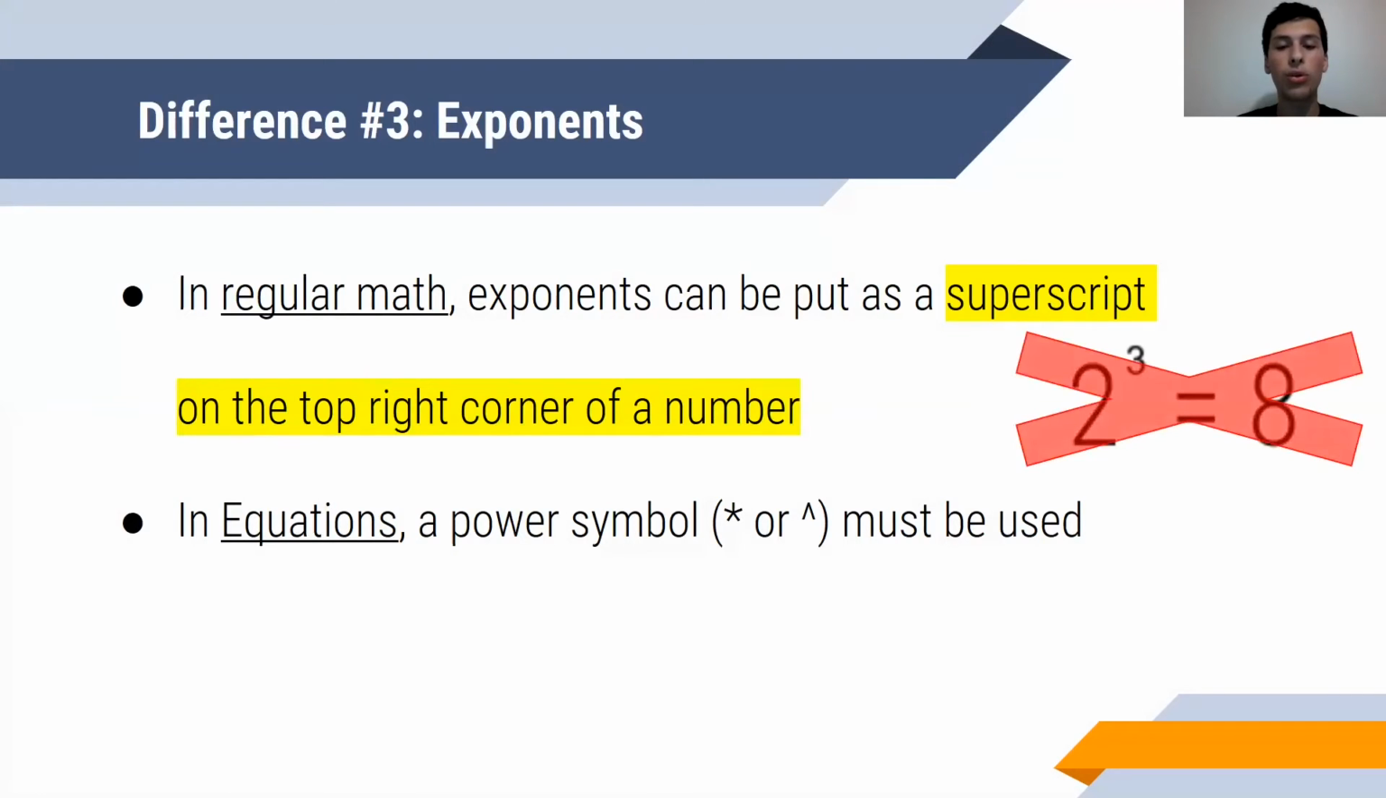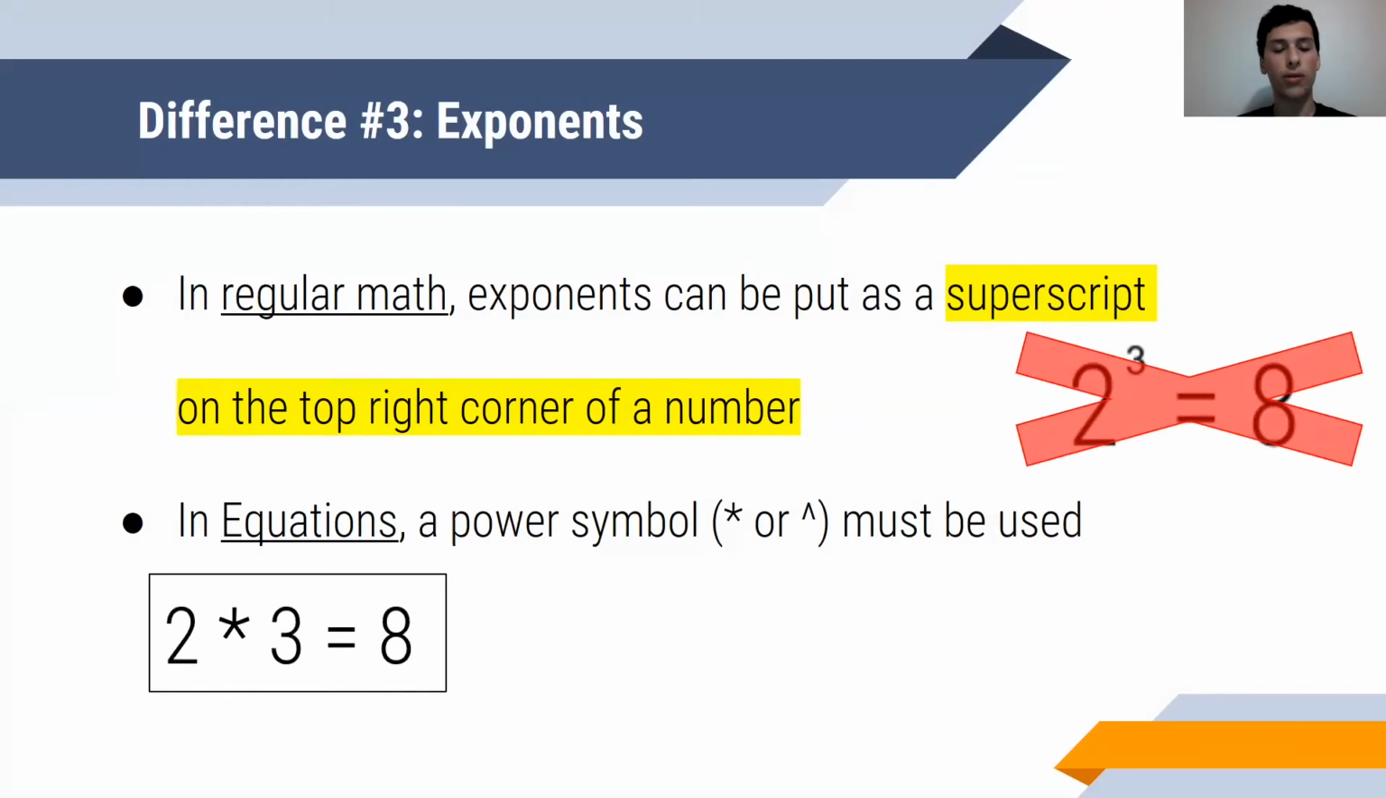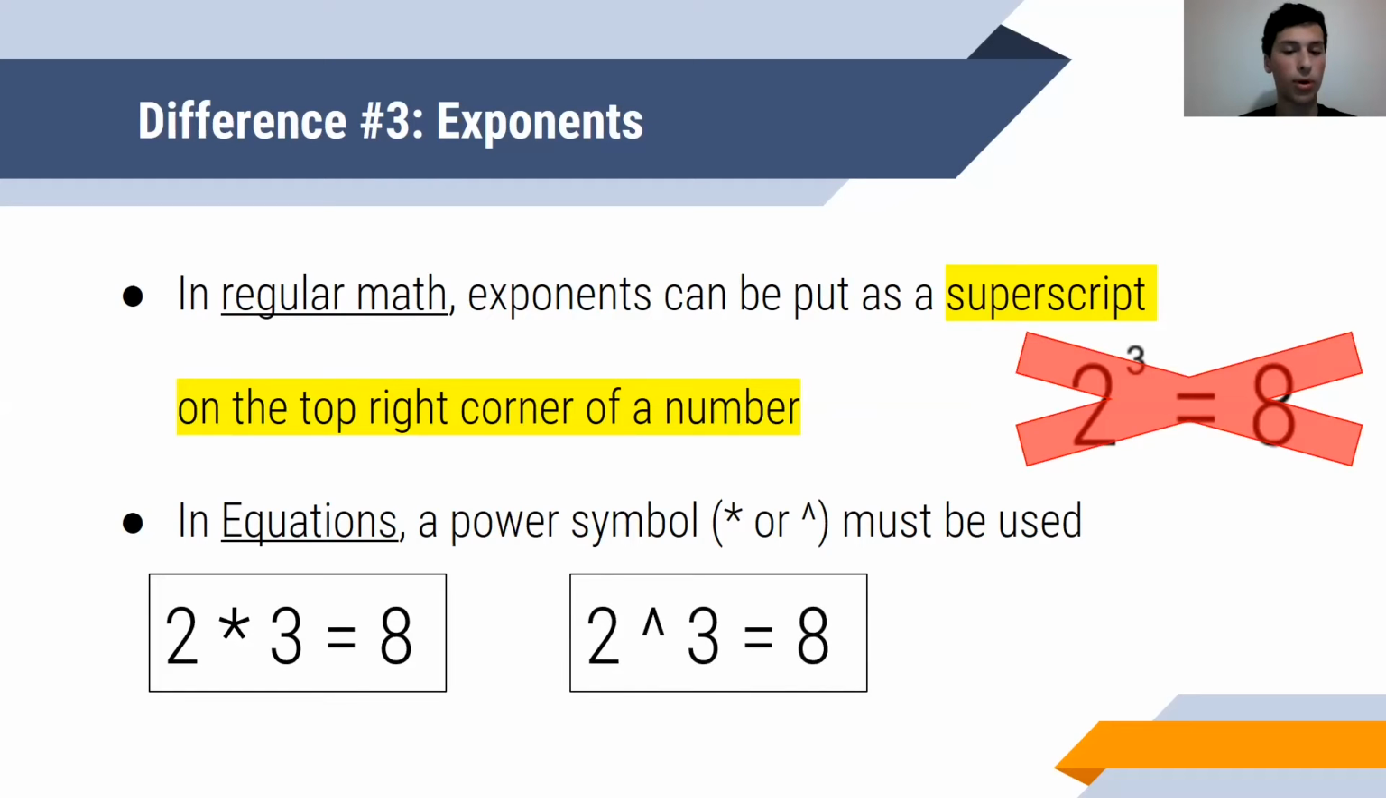In equations, only the power symbol, of which there are 2, one of the 2, must be used when you write your exponent. So this would be 2 to the power of 3 equals 8 with the first symbol, and then this is with the other symbol. Both would work.